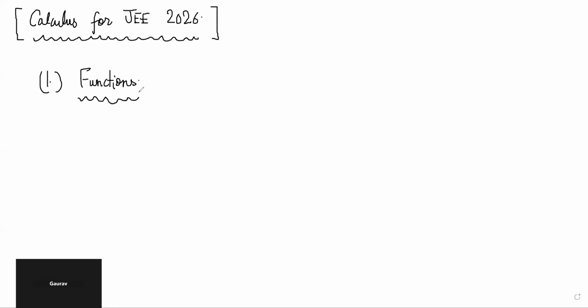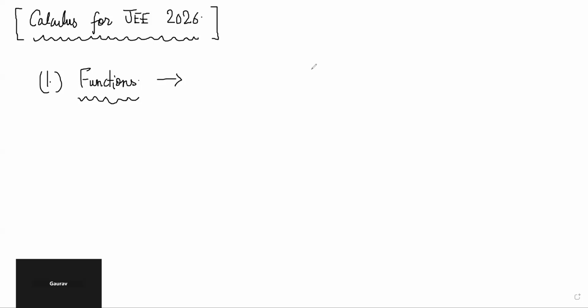Okay, we'll start with calculus, and the first topic here is functions. So we'll go in the normal sequence: functions, limits, continuity, differentiability, and like that we have to learn. Okay, so how much do you know about functions? Sir, function is a machine that we put some input, it gives some output.